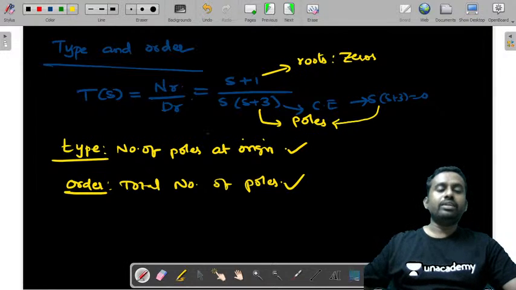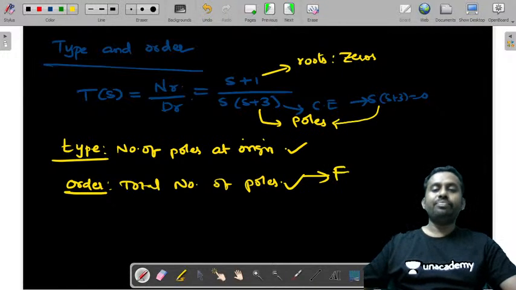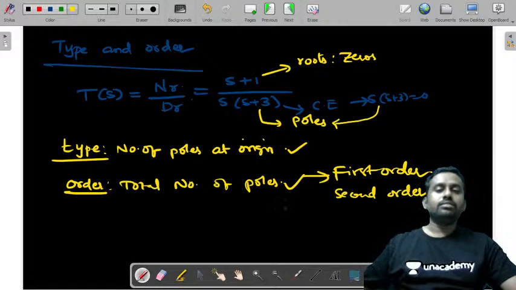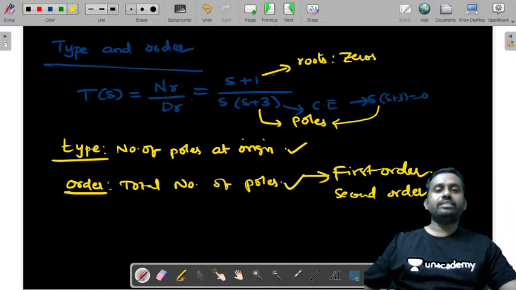So what is a first order system? A first order system is where you only have one term in the denominator, or only one pole in the denominator. If you have two poles, it is a second order system. Likewise, if it has three, it is third order, and fourth order, and so on. Generally we will not go beyond these because it becomes a non-linear system again.